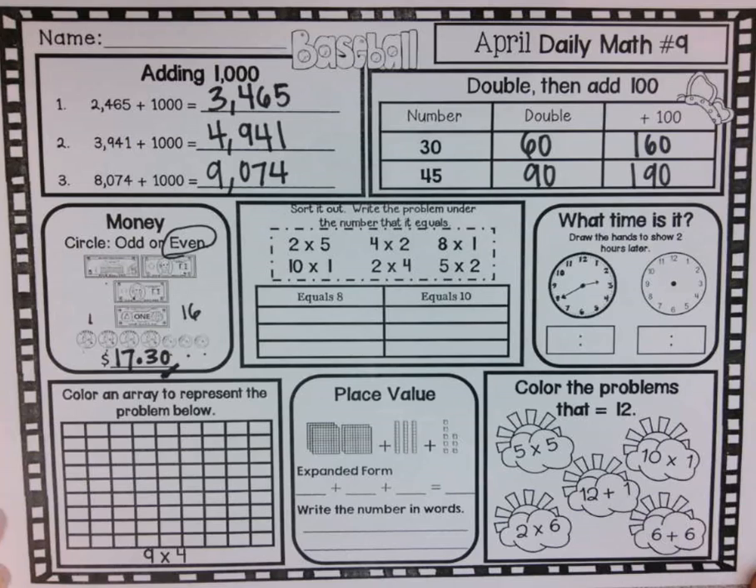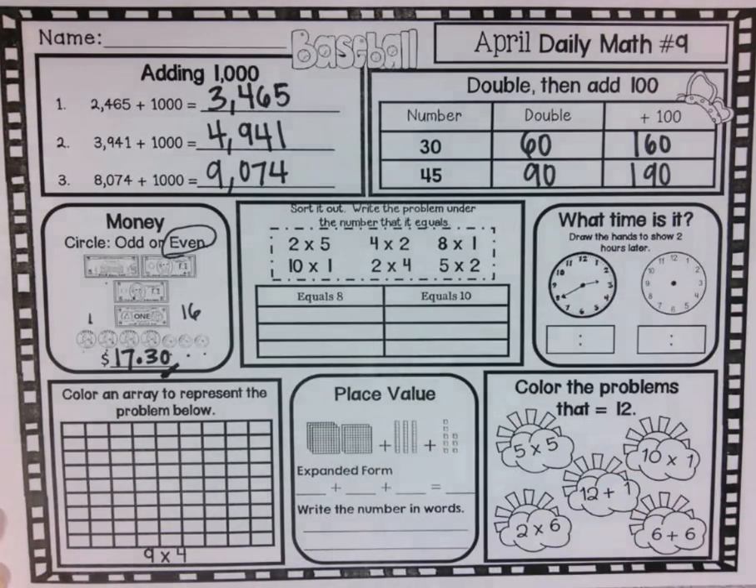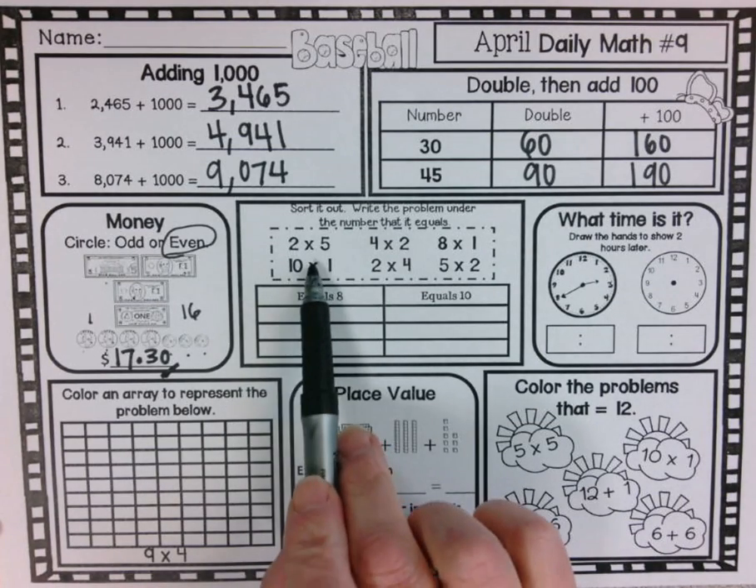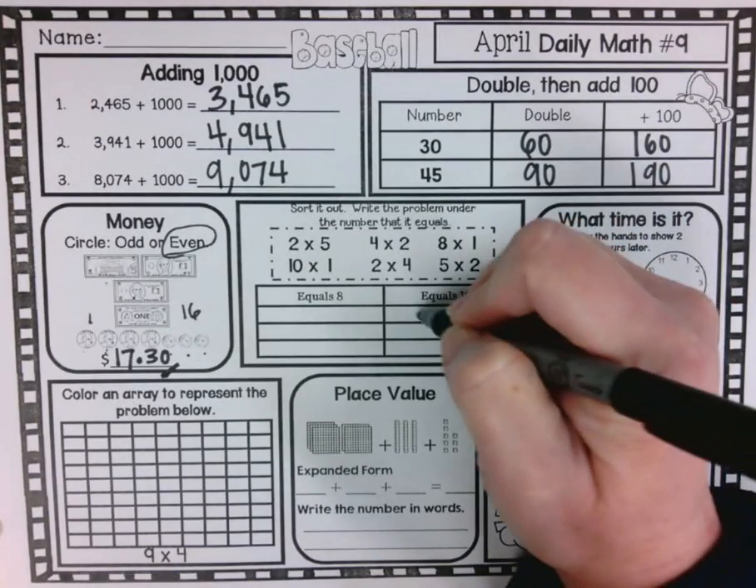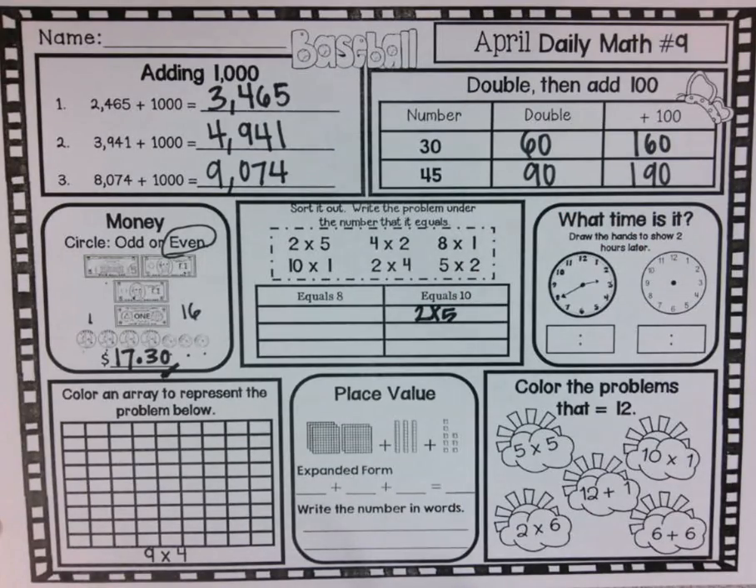All right, sort it out. Write the problem under the number that it equals. So if it equals 8, it's going to go in this column. If it equals 10, it's going to go in this column. 2 times 5. 2 times 5 equals what? 2 times 5 equals 10. 2 groups of 5. 5 and 5 makes 10. So we're going to put 2 times 5.